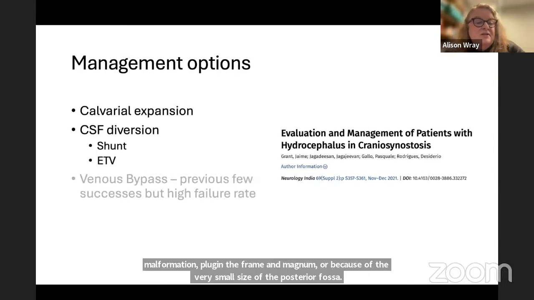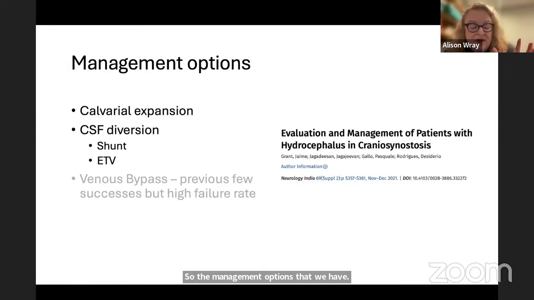So the management options that we have, if we think it's cranial-caudal calvarial restriction that's the problem, then a calvarial expansion is a very good first option. And certainly, if we look at older children who develop late problems with hydrocephalus or with pressure, then if we can show that they've actually had skull vault restriction, then a calvarial expansion is often a good first option.